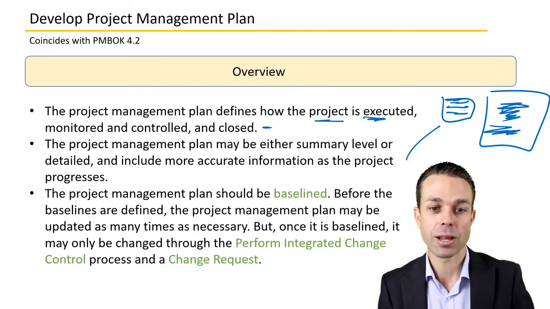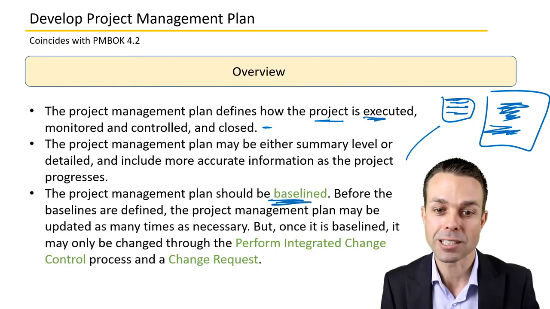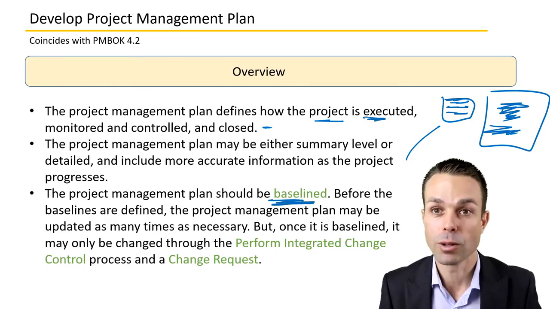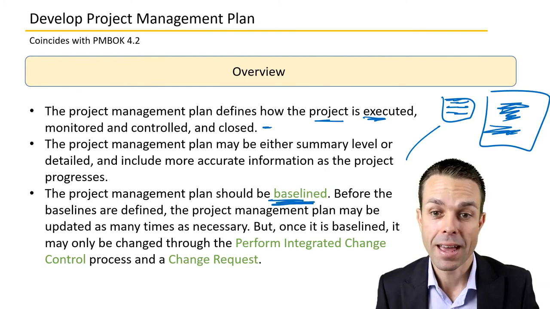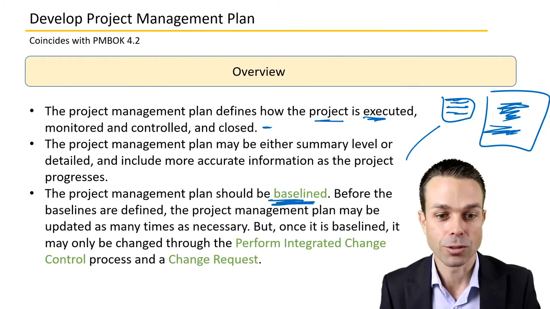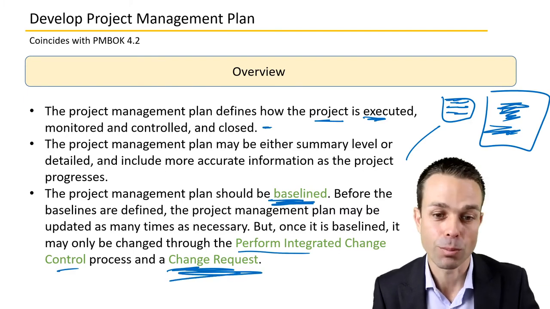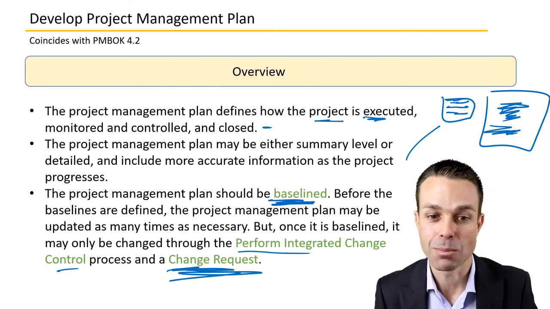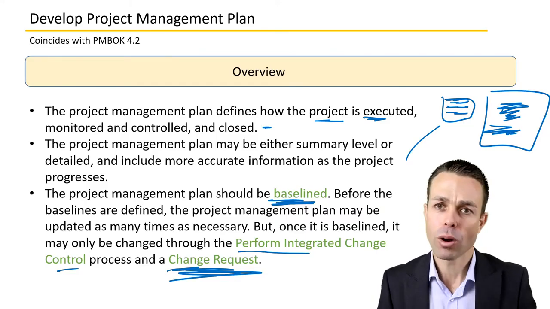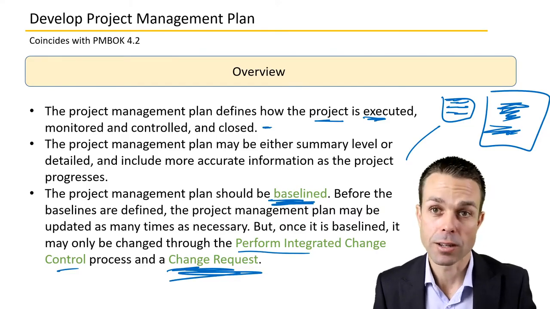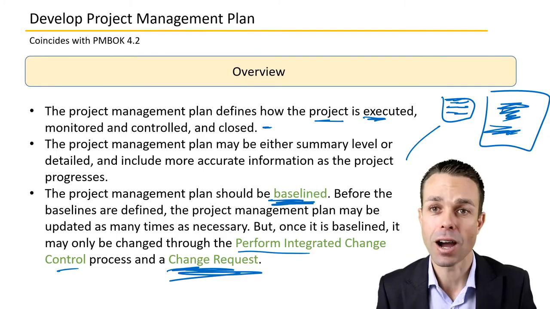The project management plan should also be baselined. That means we lock it at a place in time, and it can't change until it goes through the Perform Integrated Change Control process through a change request and the change control board. We will definitely get into this in more detail. But before a project management plan is baselined, it can be changed as many times as you want.